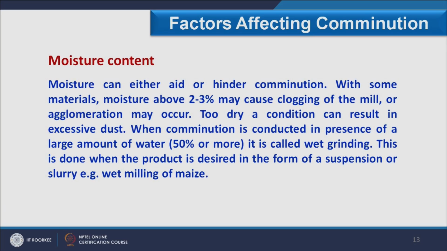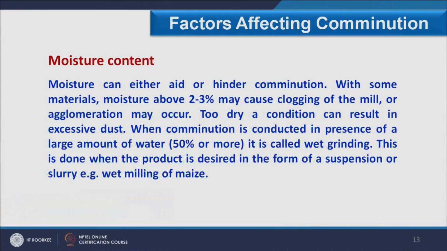Another factor I am having is the moisture content. Now, what happens with moisture? Moisture can either aid or hinder the comminution. With some materials, moisture of about 2 to 3% may cause clogging of the mill or agglomeration may occur. Therefore, we do not consider very significant moisture.